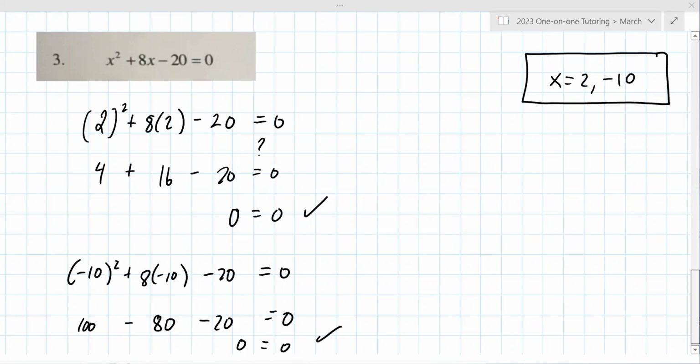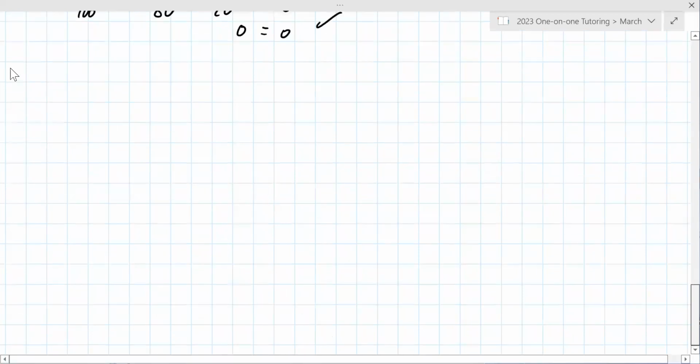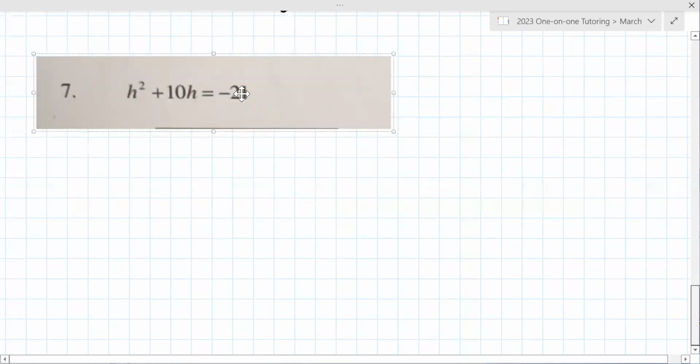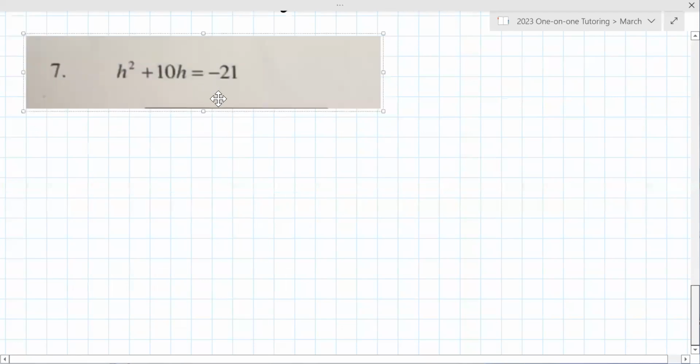Let's move to 7, just because I don't want to use up all our time on problems that you might already know the answer to. So let's look at number 7 here. This one says h squared plus 10h equals minus 21.